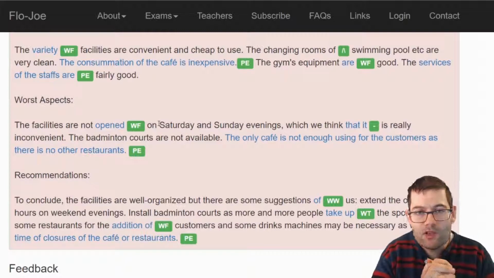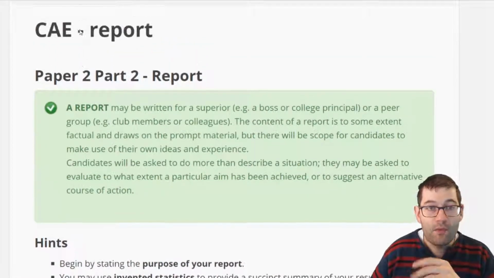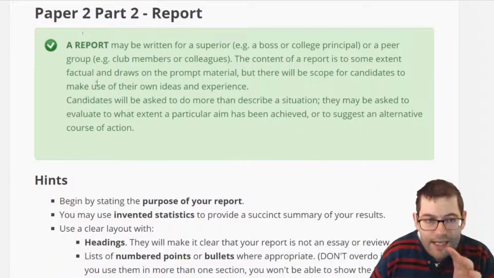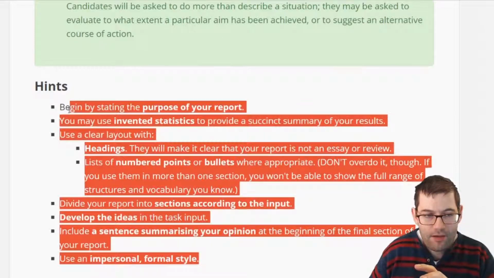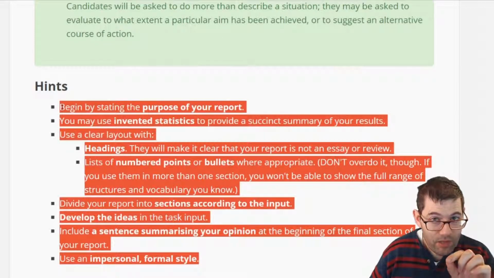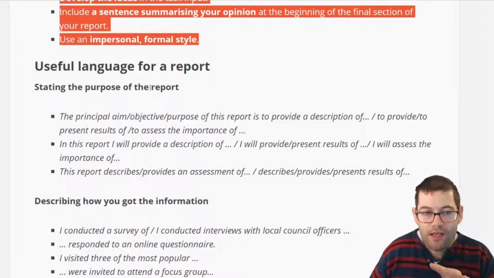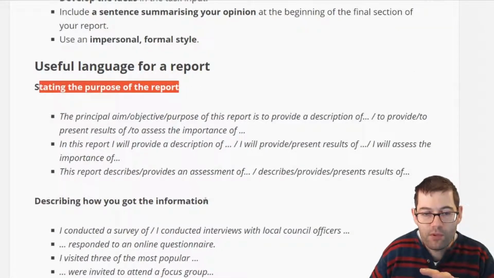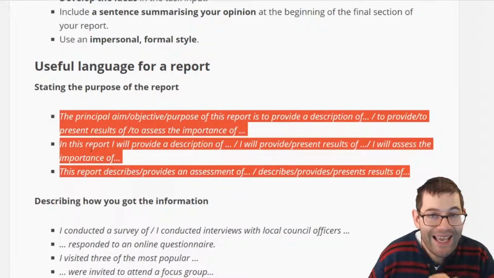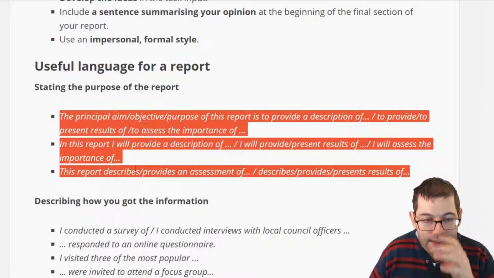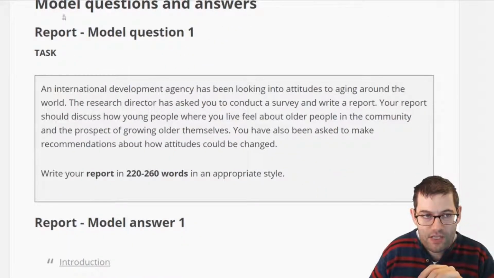Let's check out the information for the CAE. And for the CAE, let's start again one more time with Rubén Valero. Exactly the same idea. What a report is, the hints on the report, some extra information here for CAE, so read this carefully, and it's the same idea. The structure of the report is broken down for you, and the type of language which you can use in that report. And then, of course, you've got some model questions and answers.